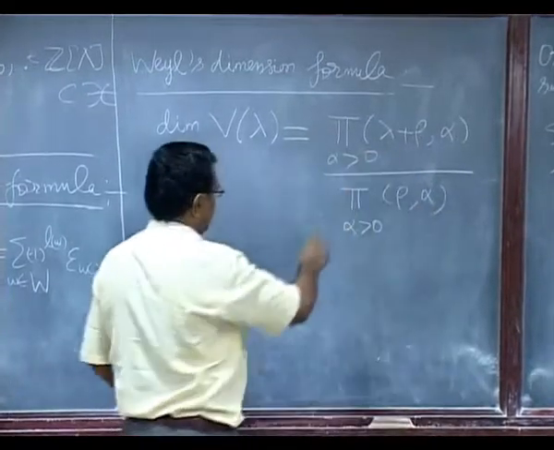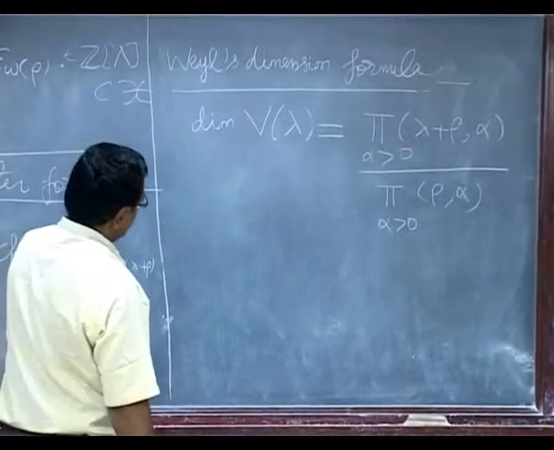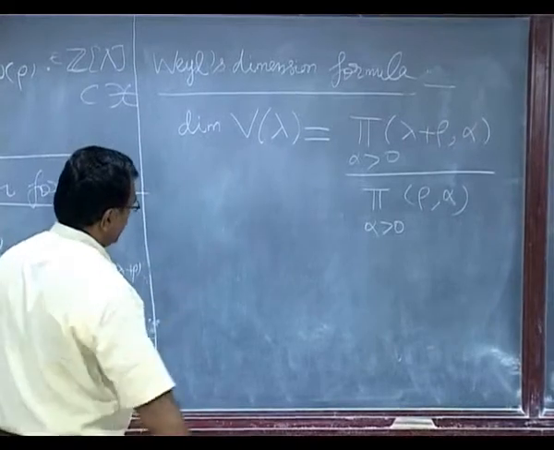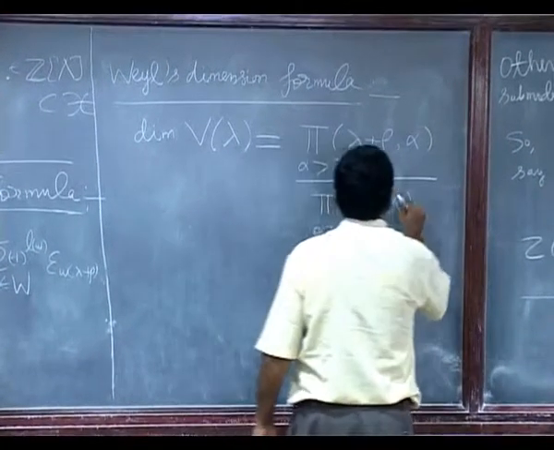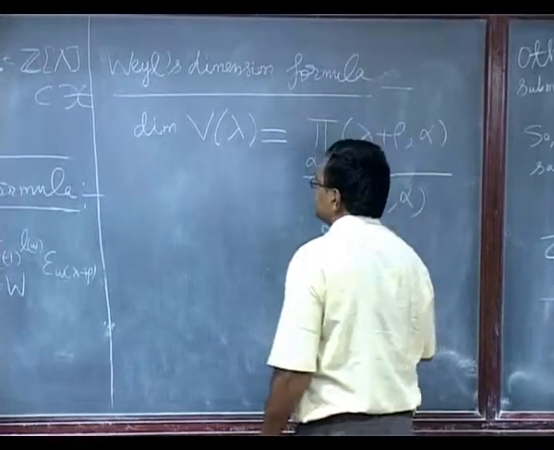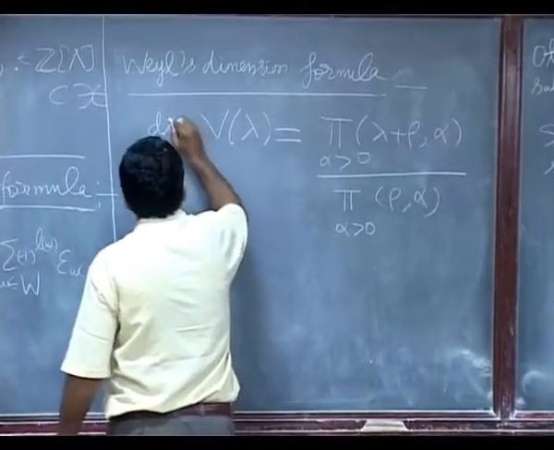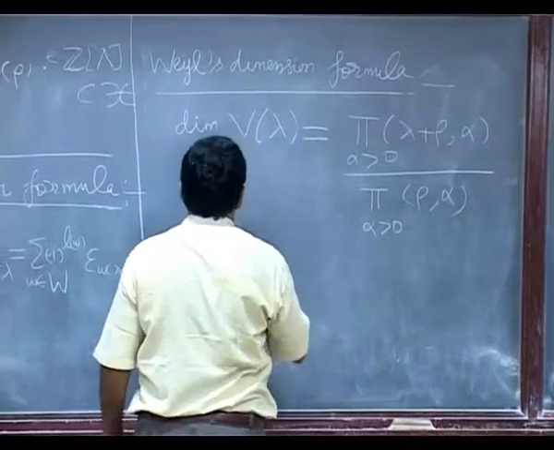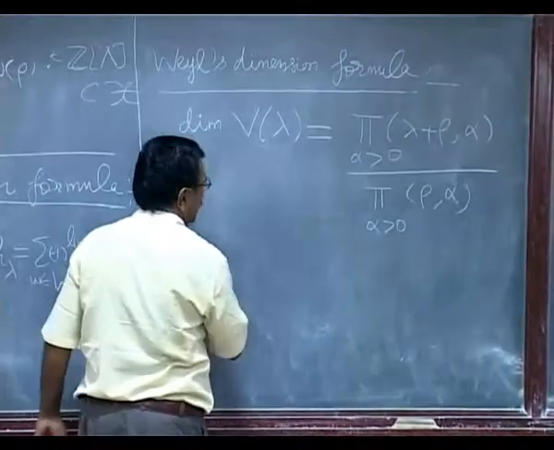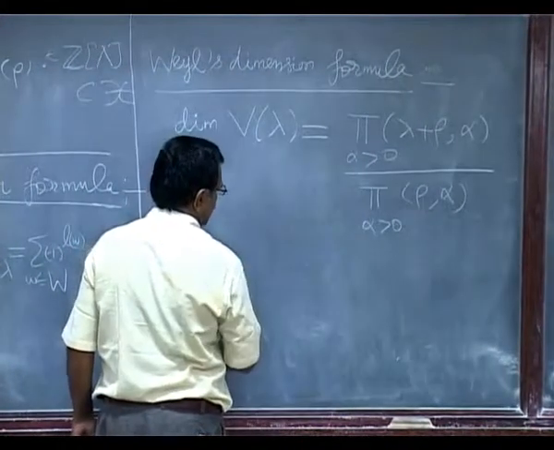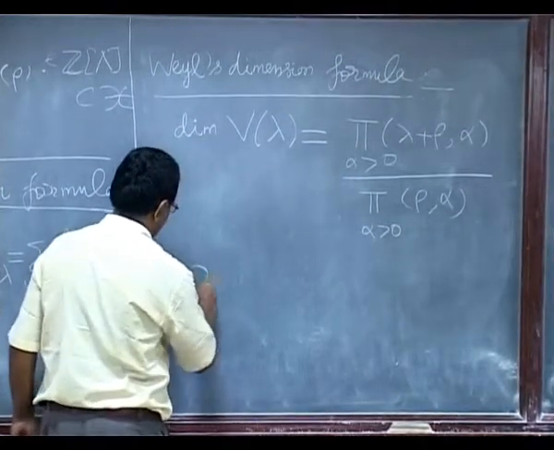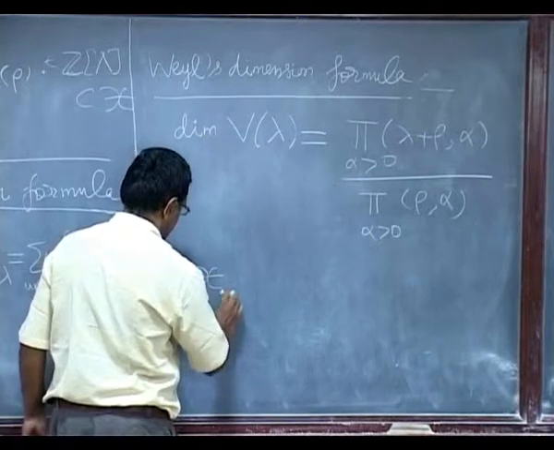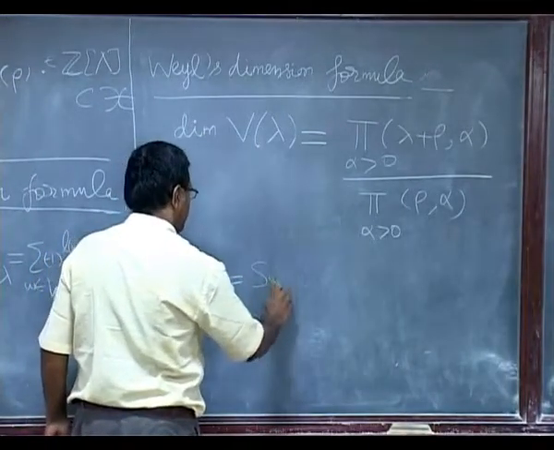So, rho is again the sum of positive roots. So, lambda plus rho, alpha divided by rho, alpha. Okay. So, to prove the theorem, first thing is that we consider the chi 0 subalgebra of chi.